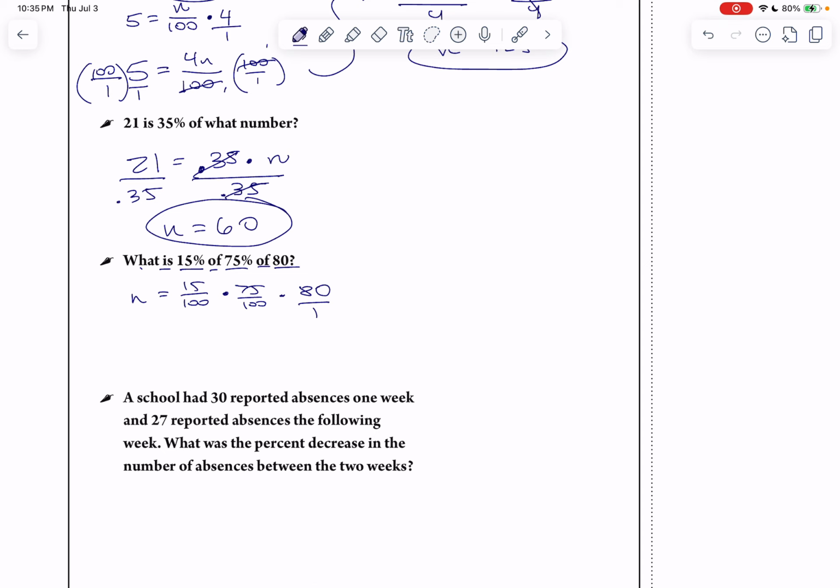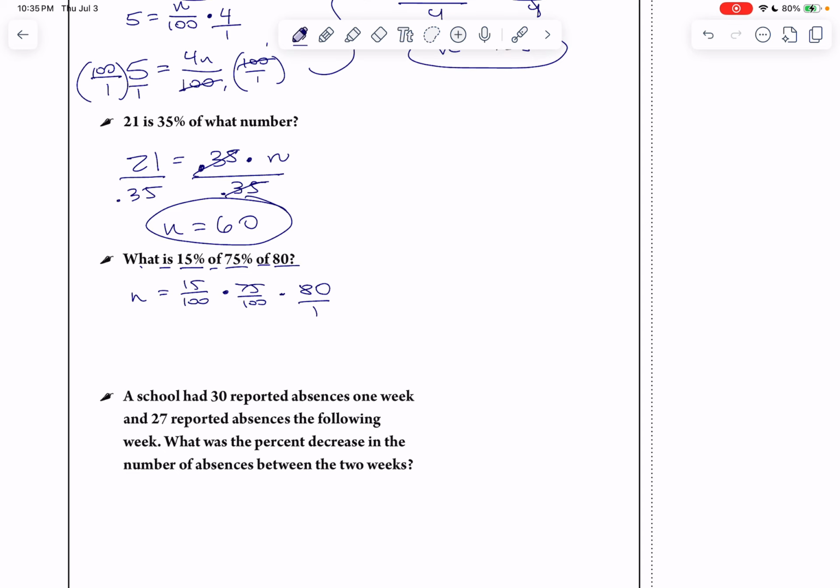We can multiply our tops together, multiply our bottoms together, or my dear old favorite, make them decimals. 15 over 100 is 0.15 times 75 over 100, that's 0.75 times, I'm not going to divide 80 by 100 because that's just 80, not 80%, so we'll type in 80. Let's punch this into our calculator, typing in 0.15 times 0.75 times 80, and we get 9. 9 is our answer here.